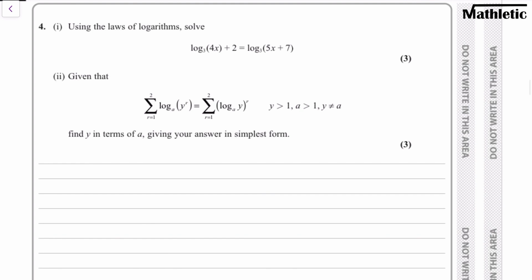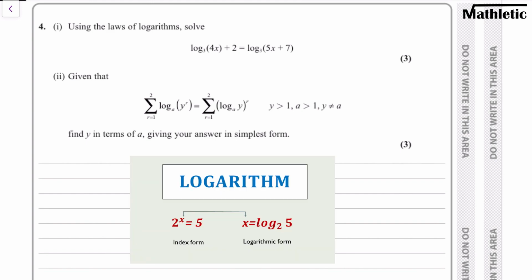Number 4 is from the chapter Logarithm, and to solve this, it's better if you actually understand the basic formulas and all the rules of log. I have already explained all the basic rules of this chapter in a separate video. I will be adding the link in the description box. So before solving this question, go through that video for better understanding.